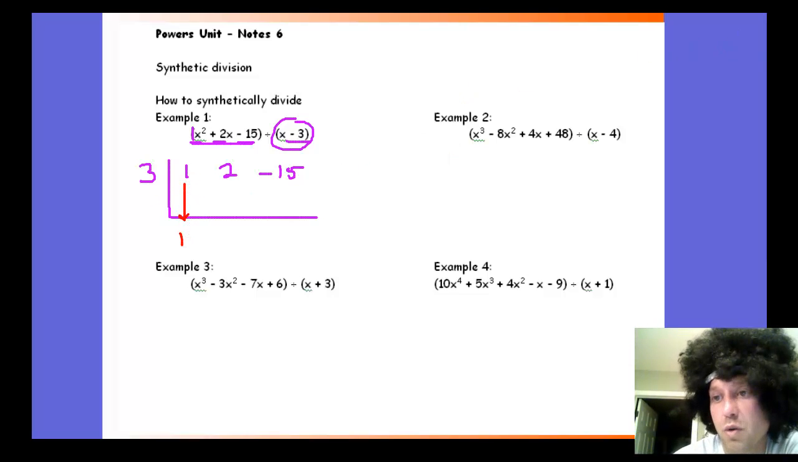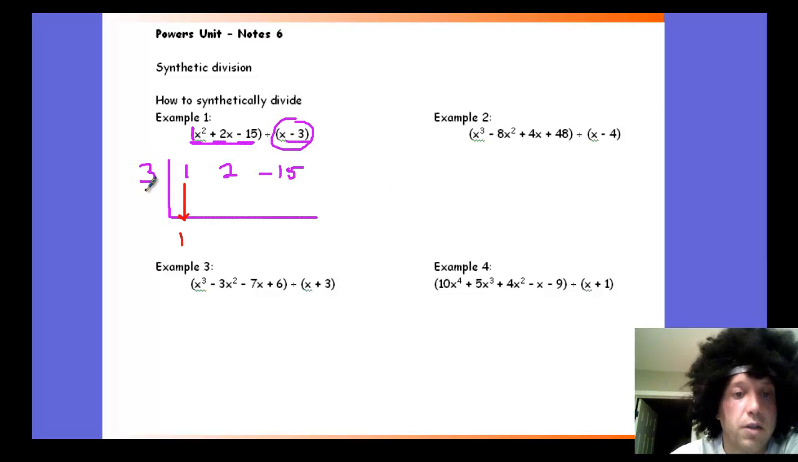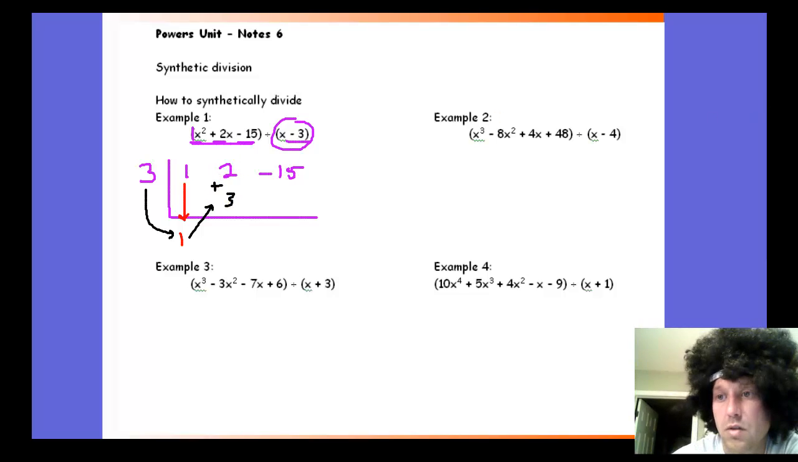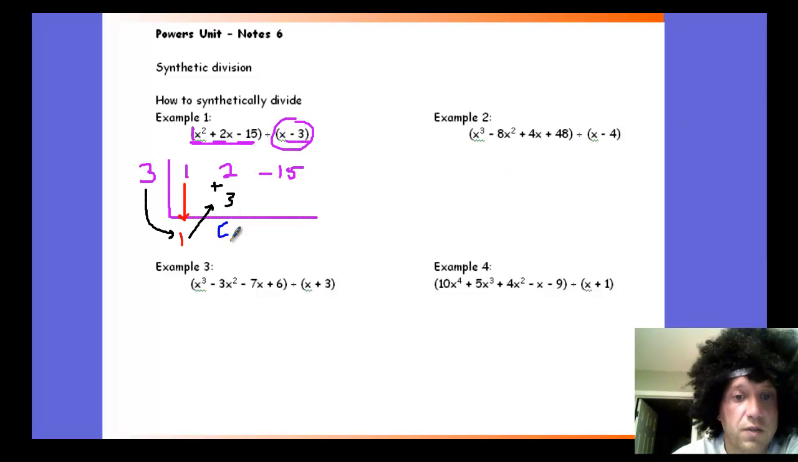Then we're going to multiply 3 times 1 and write it below the next number. So that's 3. We're then going to add those numbers, and we get 5. Then we're going to repeat that process. Multiply here, 15, right below the next number. So we're going to add there, and we get 0.